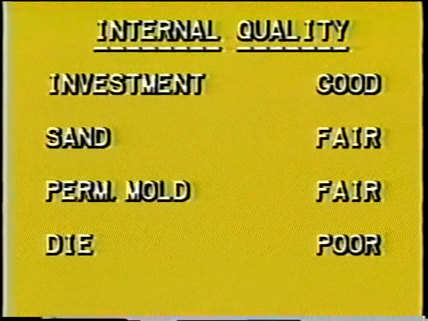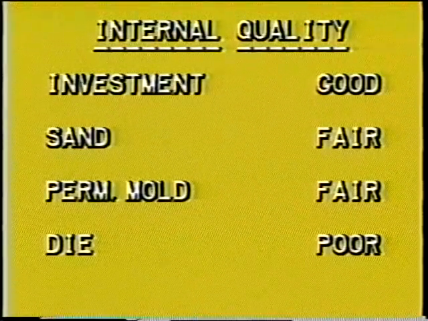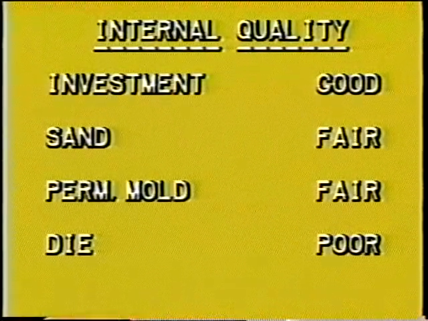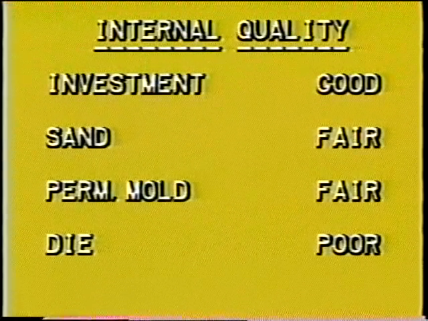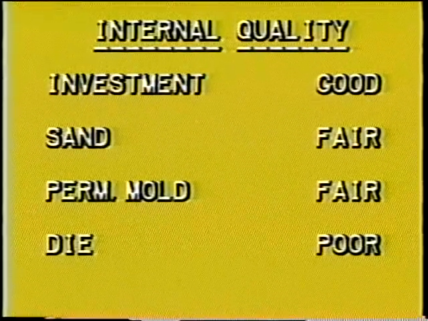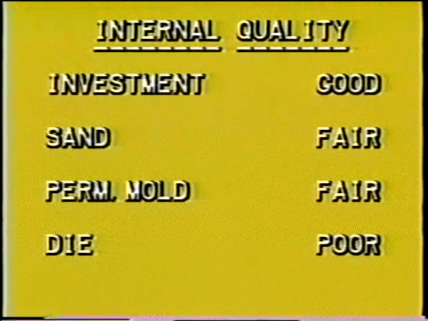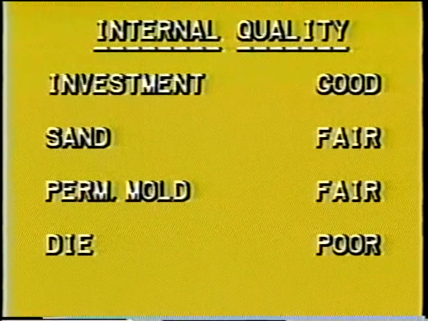Surface finish is good in investment casting, poor in sand casting, fair in permanent mold casting, and good in die casting. Internal quality is good in investment casting, fair in sand casting and permanent mold casting, and poor in die casting. The good internal quality and surface finish are two reasons why investment casting is the casting process most often used in making aircraft engine parts.